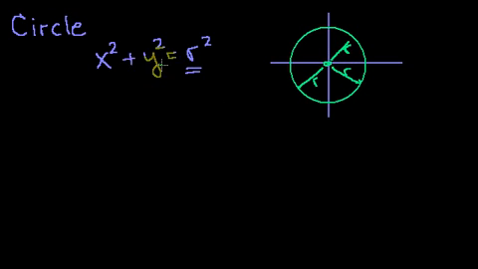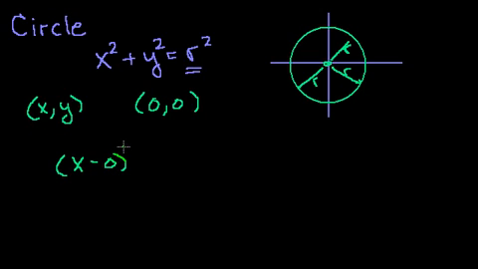And to some degree, this formula is an extension of the distance formula, which is really just the extension of the Pythagorean theorem. So for example, the distance formula, if I want to know the distance between some point x comma y and the point 0, 0, what you do is you take the difference of the x's, so x minus 0, you square that, and then you add that to the distance between the y's squared. So that's y minus 0, square that. And that is equal to the distance squared.